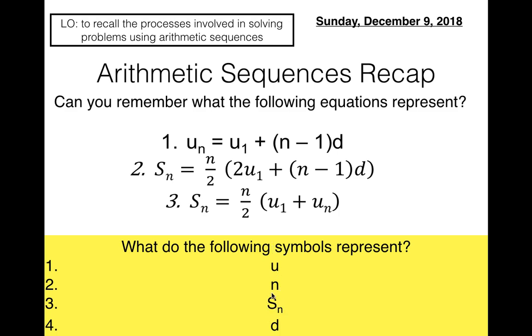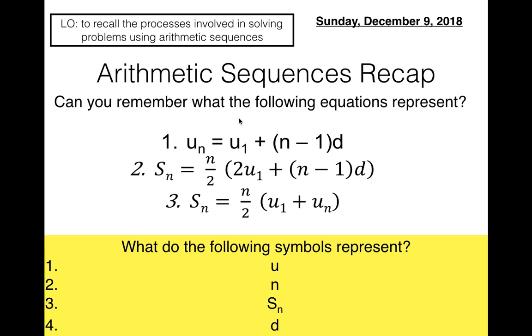And then I'm just going to skip Sn quickly and go on to D. D is the common difference. So again, in the sequence 2, 4, 6, 8, 10, the common difference is the number that you need to add to go from one term to the next. So to get from 2 to 4, you add 2. 4 to 6, add 2. 6 to 8, add 2. So D, in this case, is 2.